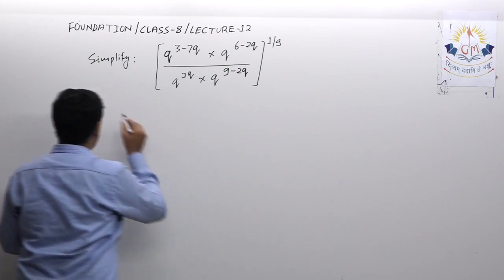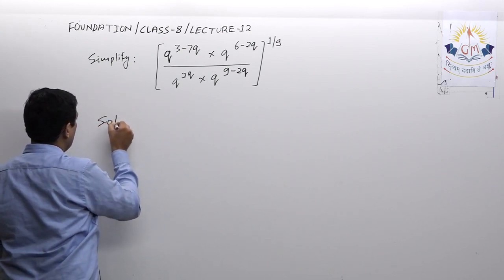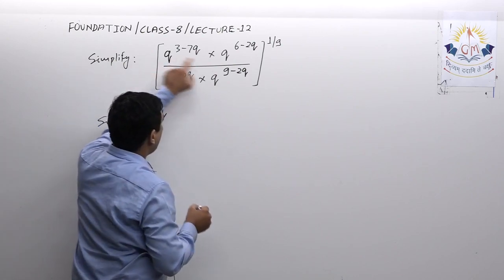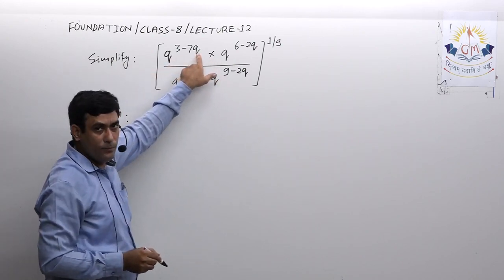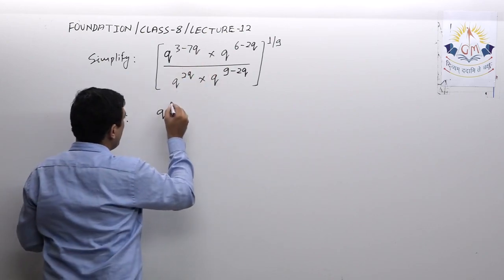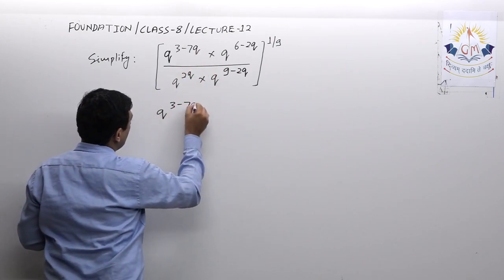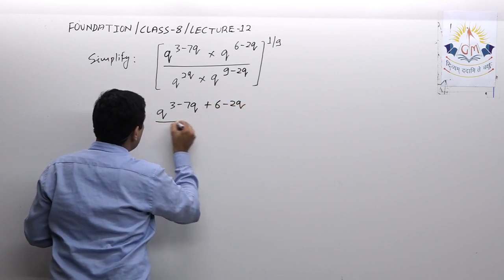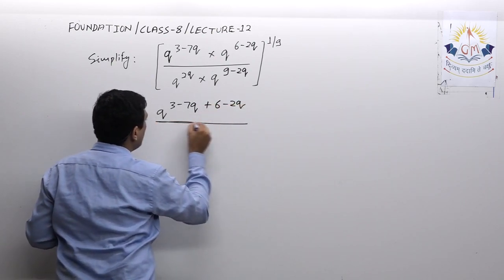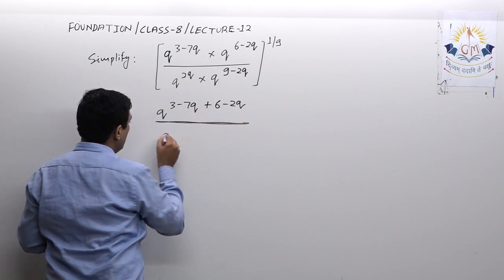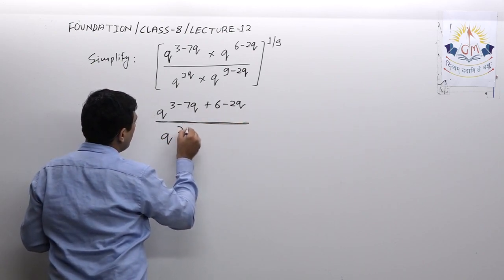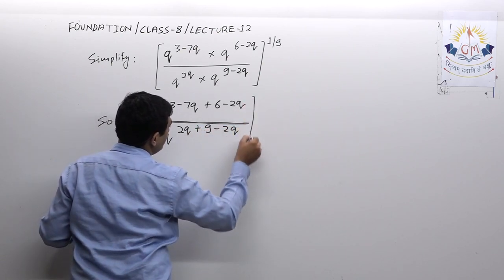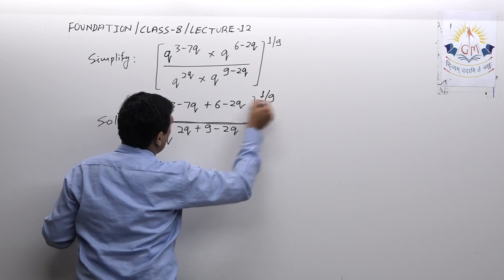Okay, so let us see how to simplify this. Here I can apply the product law. So this will become q raised to 3 minus 7q plus 6 minus 2q. Similarly, I can apply the product law in the denominator as well. So this will become q raised to 2q plus 9 minus 2q, raised to 1 upon 9.